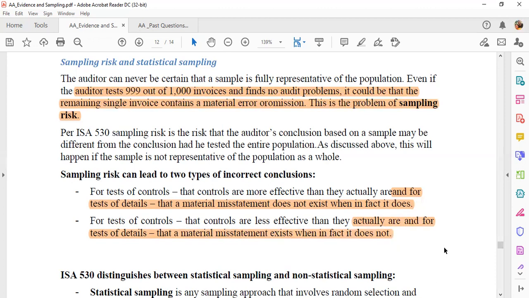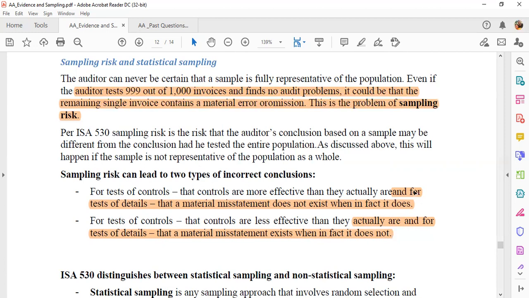So sampling risk is going to lead to these two wrong conclusions. The auditor can say that the financial statement, if your test of control and your test of detail, if you say that okay, everything is fine, that means that you are going to say that the financial statement shows a true and fair view. But mind you, it does not show a true and fair view. And if you conclude that your test of control and your test of detail are not okay, mind you, it may be okay. So it leads to two things.